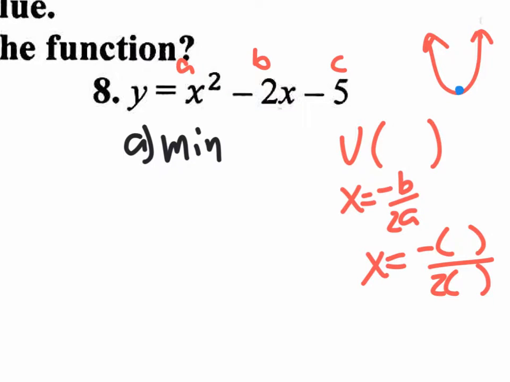We are plugging in the b value of negative 2 and the a value of 1. So you really have positive 2 over 2, which means that the x value is 1. So the vertex x value is 1. You want the y value, plug it back in.